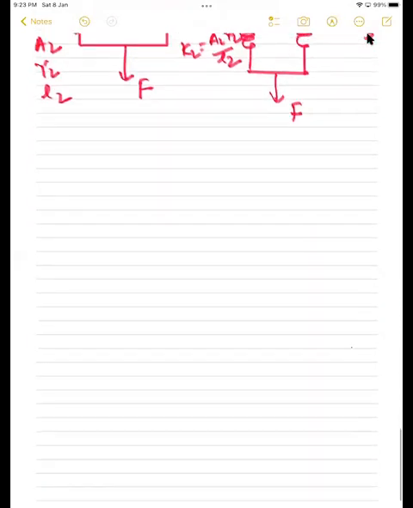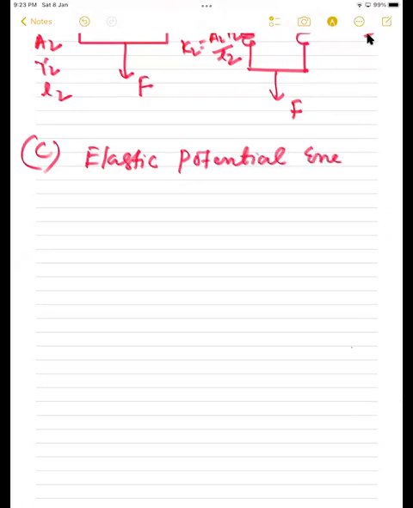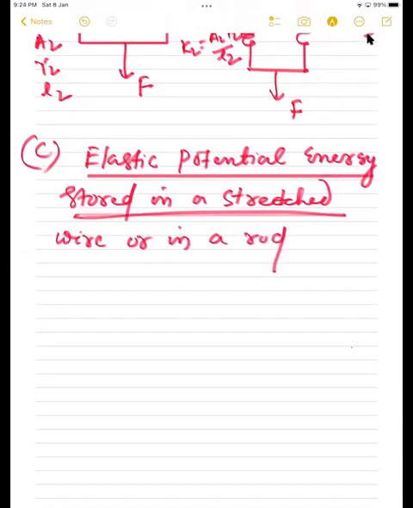Next, go to elastic potential energy stored in a stressed wire or in a rod, right? Next, another bit of application of that. Elastic potential energy stored in a stretched wire or in a rod. Let's see what is elastic potential energy.